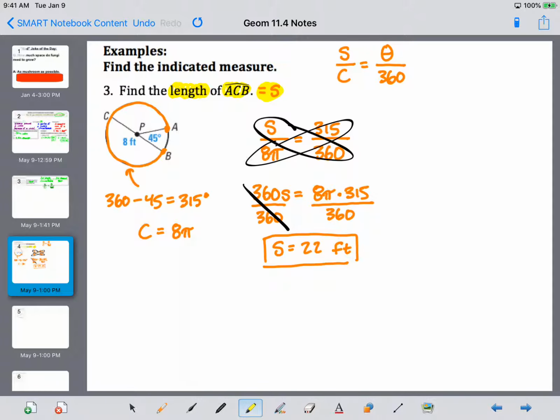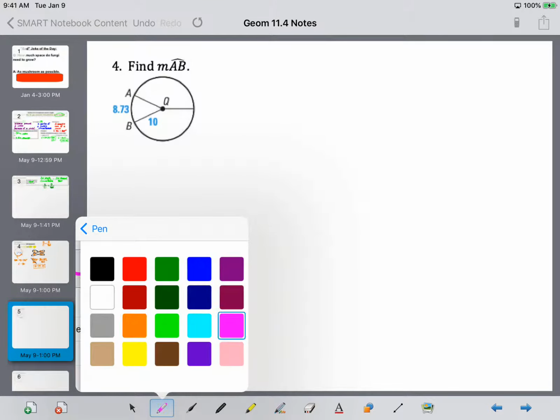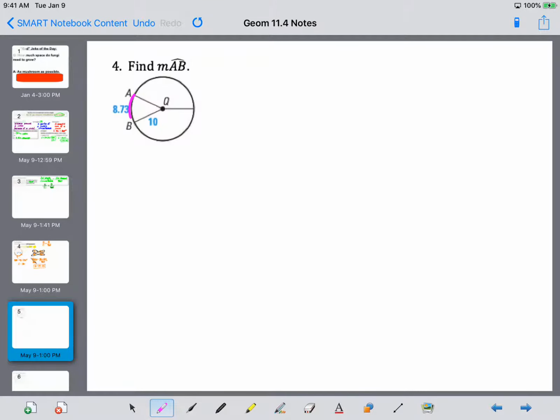All right, now let's look at an example where we are going to find theta. So we're going to find the measure of this arc AB. In other words, we're going to find theta. Again, that formula is S over C equals theta over 360. And you don't have to write that formula down every time. I'm just trying to make a point. All right, so let's fill in the arc measure. Actually, let's look at our picture here.